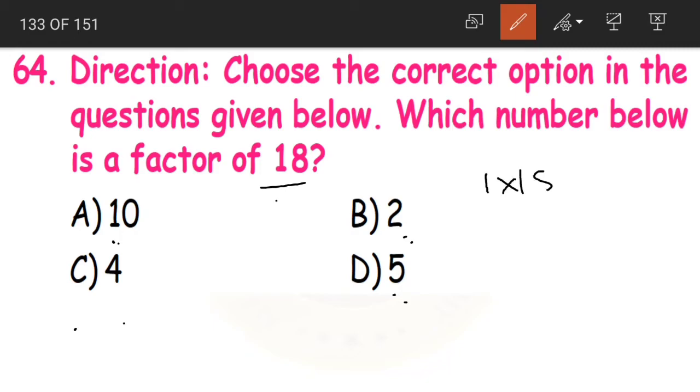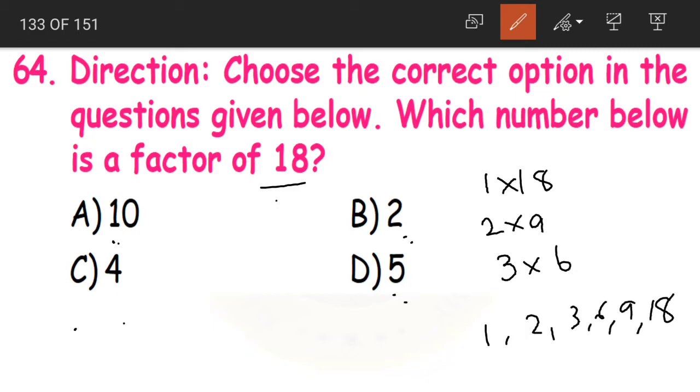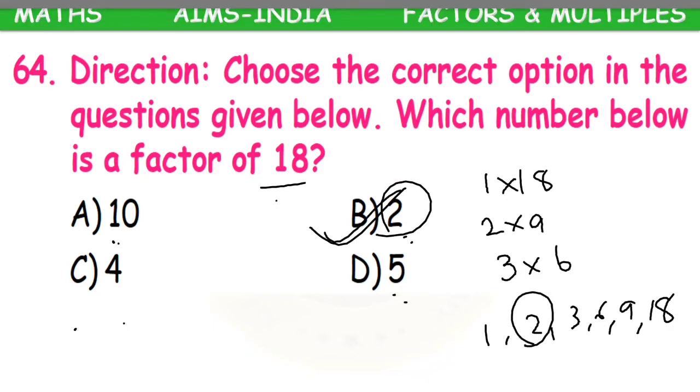What are the factors of 18? 1 18s are 18, 2 9s are 18 and 3 6s are 18. So the factors are 1, 2, 3, 6, 9 and 18. So from the given options, which is the factor of 18? 2. Yes, option B, 2 is a factor of 18.